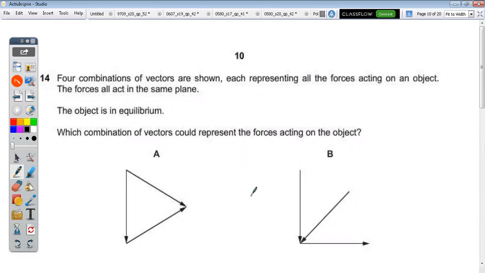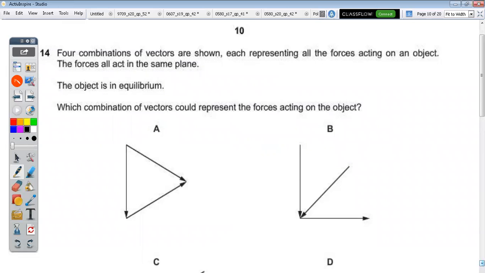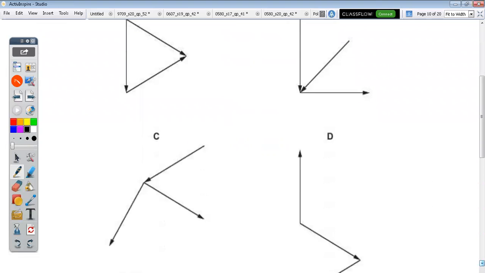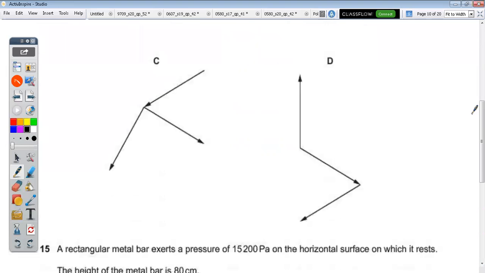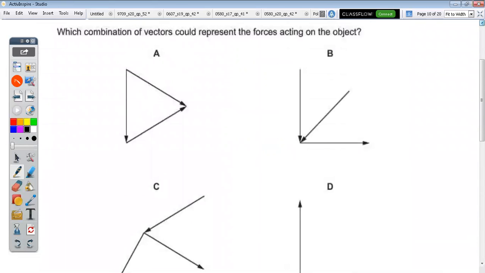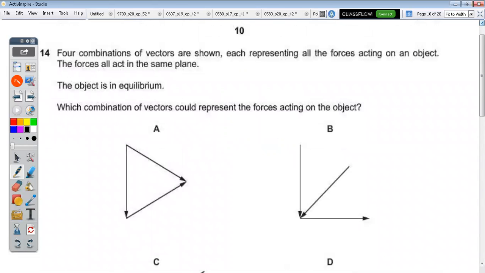Four combinations of vectors are shown, each representing all forces acting on an object. The forces all act in the same plane. Which object is in equilibrium? The object is in equilibrium. Which combination of vectors should represent forces acting on the object? So which one there? Tell us which one you think.